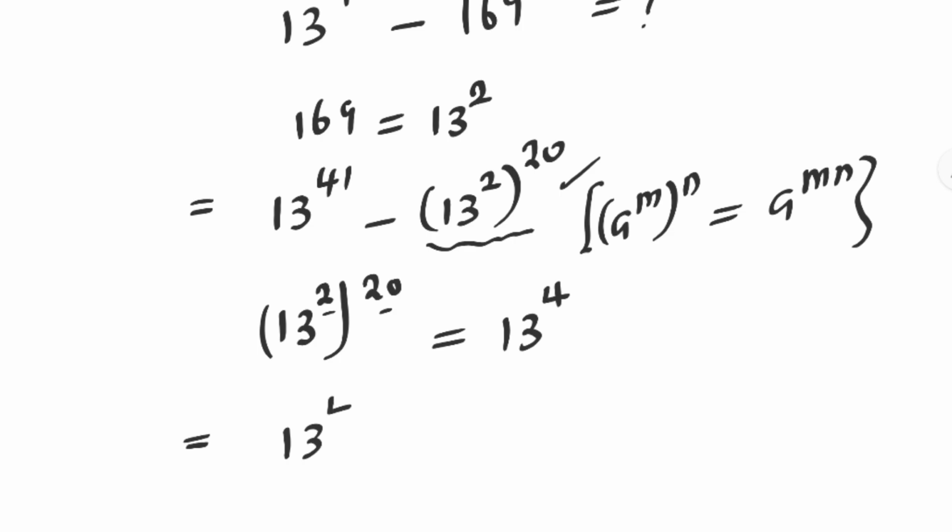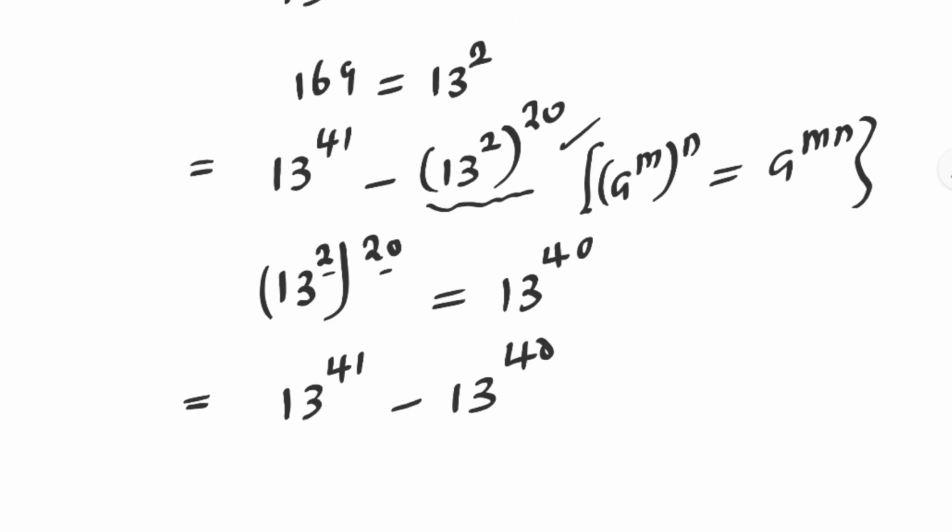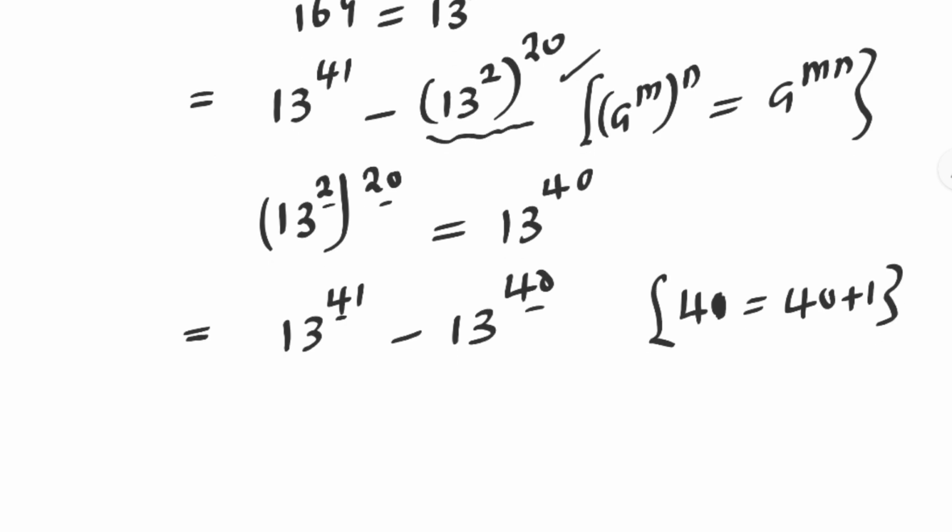Then the whole of this becomes 13 raised to power 41 minus 13 raised to power 40. Now at this point, we know that this is 40 and this is 41. 41 is equal to 40 plus 1. So the whole of this can be written as 13 raised to power 40 plus 1 minus 13 raised to power 40.